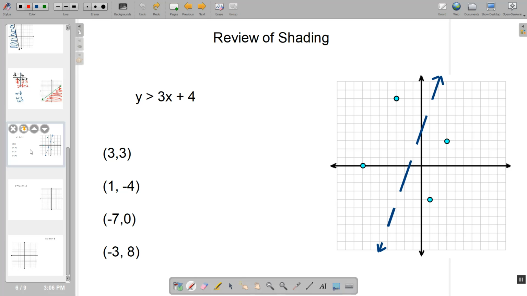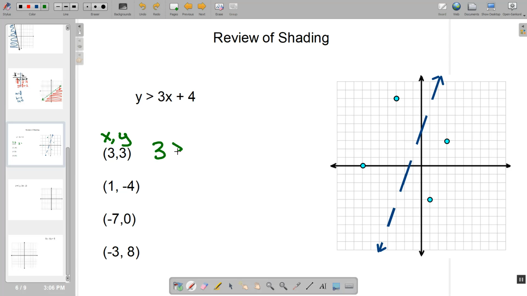For the video review, I want to start with why we shade above when it's greater than, or below when it's less than, just like we had in the last video. So for this one, once again, I have my 4 ordered pairs that I labeled here on the right, and I want to see if they make true or false statements when they're plugged into the equation, remembering that the first number is x, the second number is y.